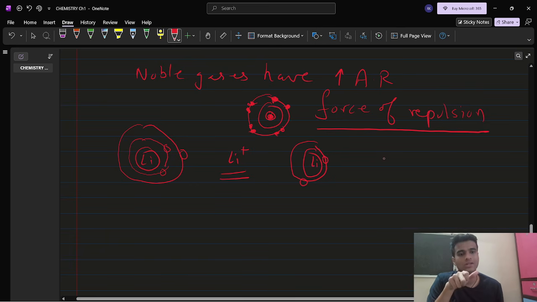So cation has a smaller, remember this now, cation has a smaller atomic radius than the original atom, but anion has a greater atomic radius than the original atom. Just given in the textbook also. Cation smaller than the parent neutral atom since remaining electrons are strongly attracted.